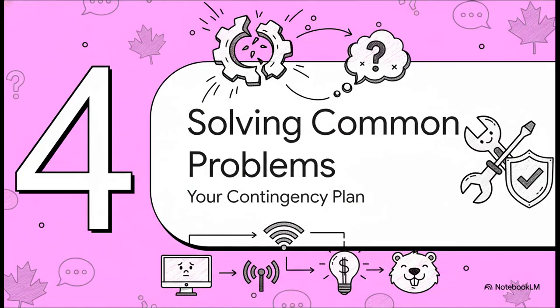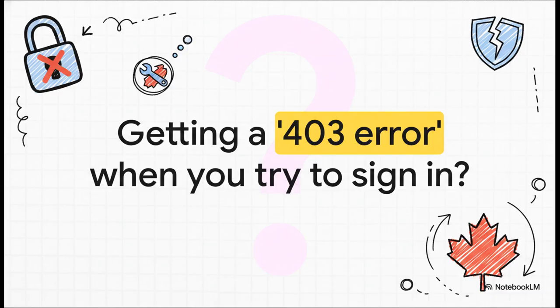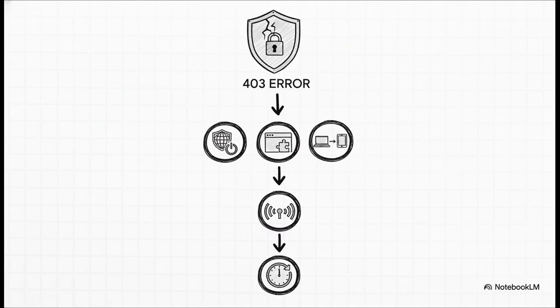Look, technology isn't always our best friend, right? But don't stress. There are fixes for the most common issues. Let's talk about your backup plan. So what happens if you try to sign in and you get hit with this dreaded 403 error message? It's actually a pretty common problem, and the good news is it's usually fixable. Here is your troubleshooting checklist. Number 1 cause, an active VPN. So turn that off first. If that doesn't do the trick, try disabling your browser extensions, or maybe even switching to a different computer or a different internet connection. And sometimes, just walking away, waiting a few hours, and trying again does the trick.